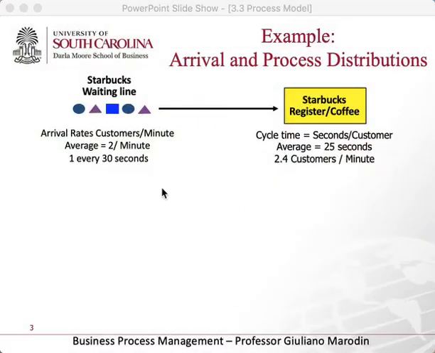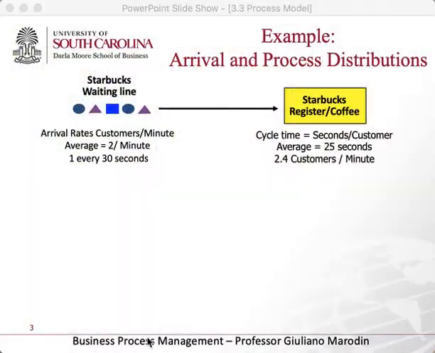You can go back here, right? 30 seconds, 25 seconds, so I'm faster than the arrival rate. So yeah, I can cover that demand. But the second question is, okay, but am I going to have a waiting line? And how many people usually are going to be there? What is the average time that people will take to go over my process?